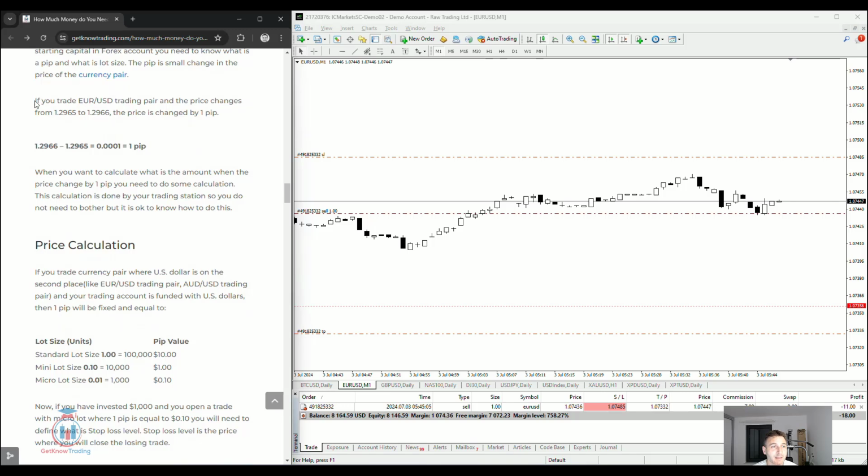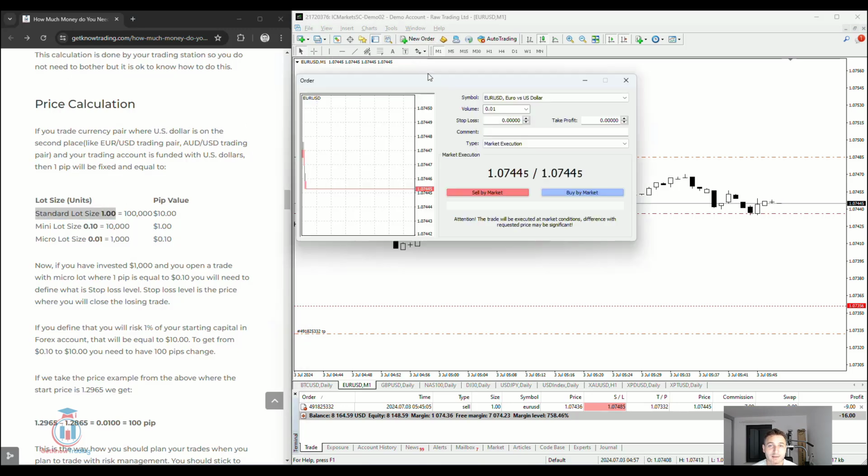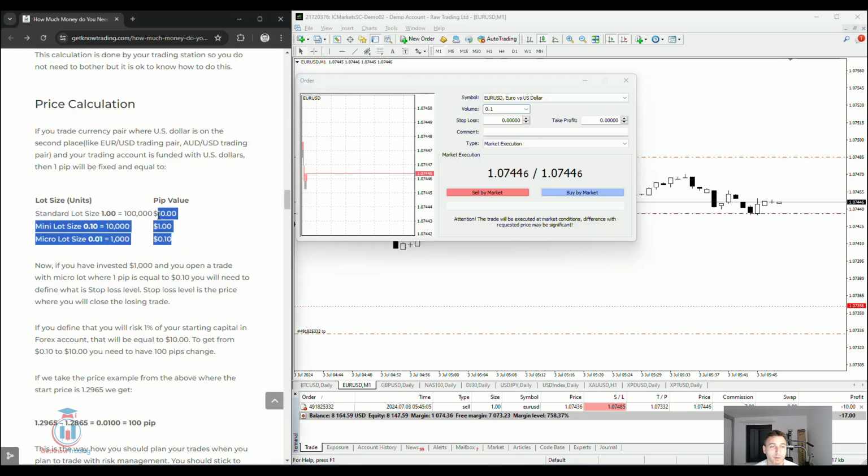Now, here it is an example. If you trade the Euro USD trading pair and the price changes from 1.2965 to 1.2966, the price has changed by 1 pip. You can see the number in the last digit on the 4th place, so it is 1 pip. So if you calculate this one, here it is the standard lot size, and the standard lot size is this one where the volume is equal to 1. Micro lot size is 0.01 and the mini lot size would be 0.1. Here it is, you can see that here. And the value of 1 pip is equal to $10, $1 or $0.1.